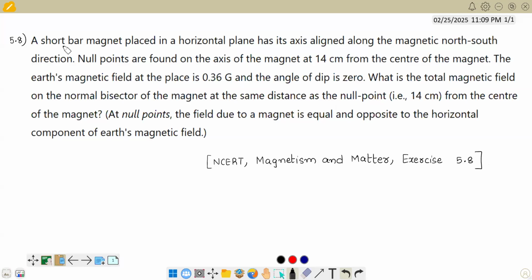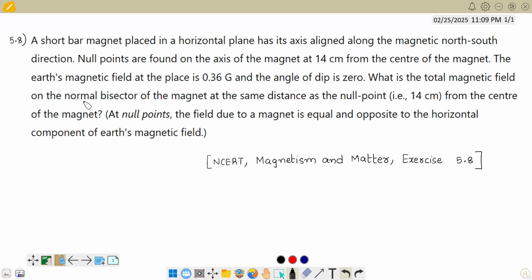Hello student, the question says a short bar magnet placed in a horizontal plane has its axis aligned along the magnetic north-south direction. Null points are found on the axis of the magnet at 14 centimeter from the center of the magnet. The Earth's magnetic field at a place is 0.36 G and the angle of dip is 0.